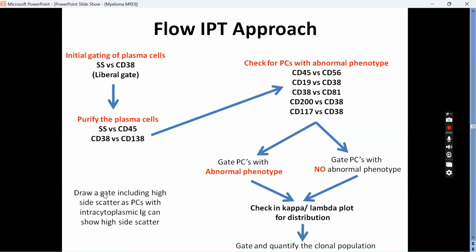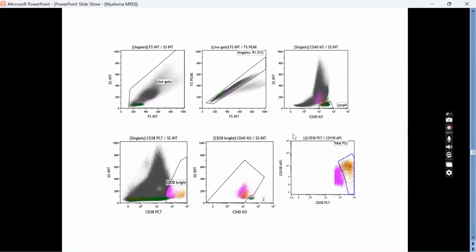And remember, plasma cells sometimes show intracellular immunoglobulins, so they may sometimes show high side scatter. So when you're drawing a side scatter versus CD38 gate, make sure you put your gate from high side scatter, including some bright and moderate CD38. Don't draw a rectangle or oval gate taking only low side scatter and CD38 bright and moderate population. Always draw a gate including a chance of high side scatter population.